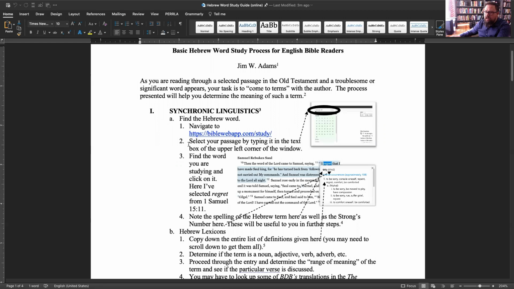Okay. Later, we're going to talk about diachronic linguistics. Diachronic linguistics is through time. So that is how language can change. Okay. So we're going to find the Hebrew word.